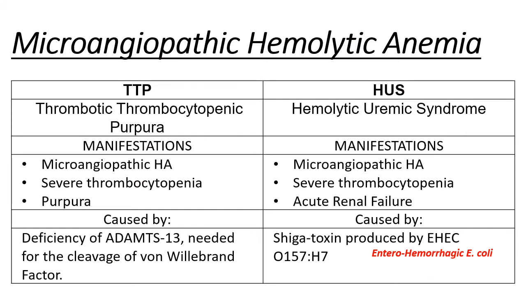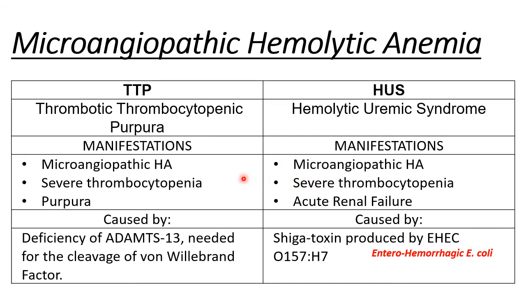Let's proceed with microangiopathic hemolytic anemias, and most common example ng mga to are your TTP and HUS. TTP stands for thrombotic thrombocytopenic purpura. HUS naman, hemolytic uremic syndrome. Pagdating sa manifestation, halos parehas sila. It can present with microangiopathic hemolytic anemia and severe thrombocytopenia. Thrombocytopenia means bagsak ang levels of your platelets.